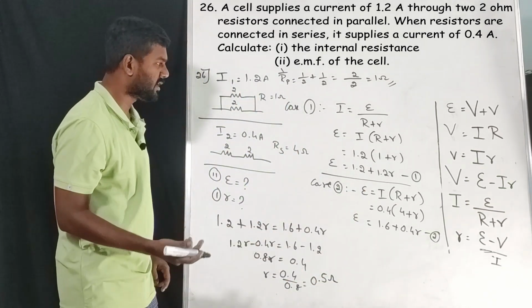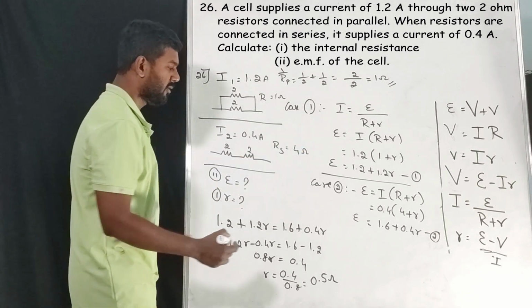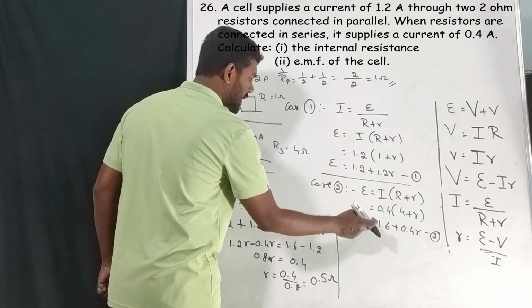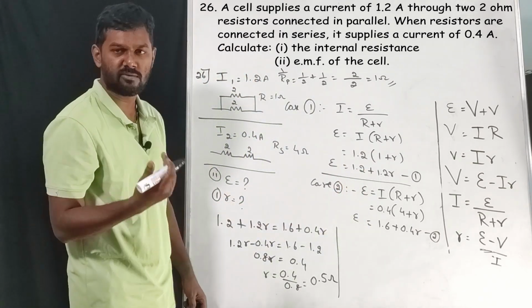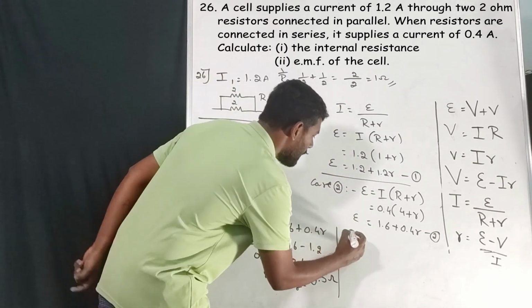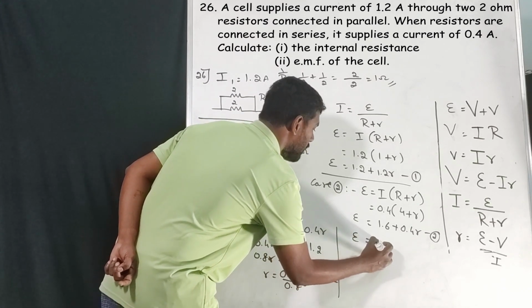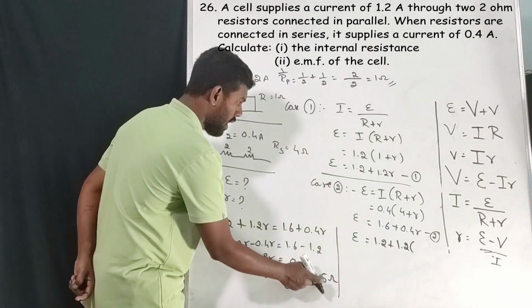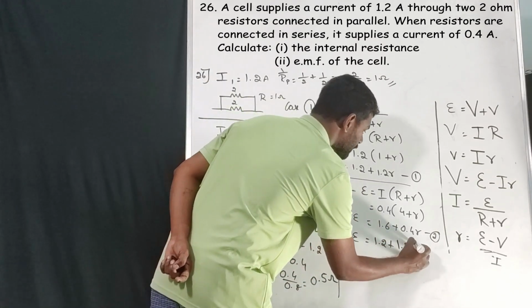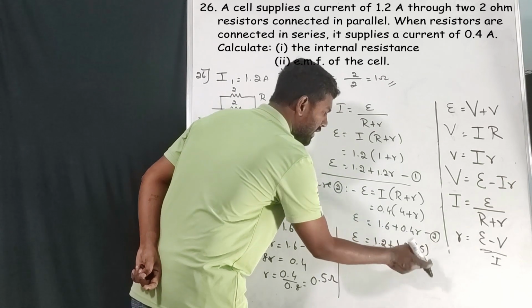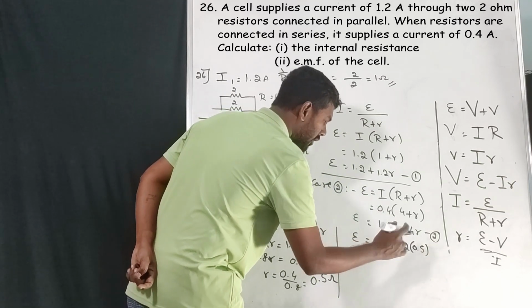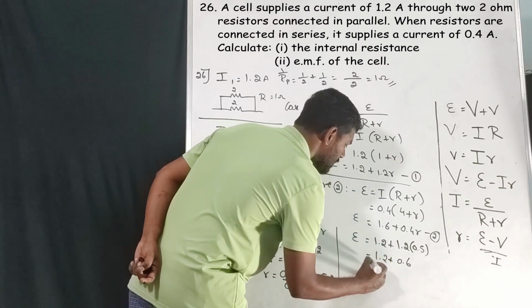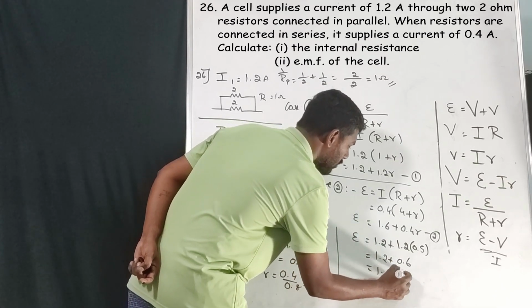Once we find the internal resistance, we can find the value of EMF. We can substitute the value of r in any one of the equations. We have two equations, this one and this one. You can choose any one which is easier for you. Okay, I'll choose the first one only. E is equal to 1.2 plus 1.2 into r, right? Small r, that is 0.5. Whenever you multiply any value by 0.5, it will become half of it. So 1.2 plus half of 1.2, that is 0.6. So the answer will be 1.8 volts.